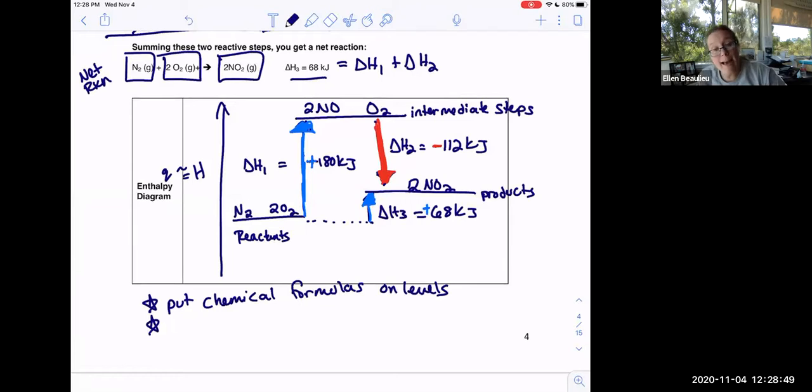The number of atoms and the type of those atoms should be the same on every level. Otherwise, you don't have a balanced process. What do I mean by that? On this level, I have 2 nitrogen atoms and 4 oxygen atoms. On this level, I have 2 nitrogen atoms and 2 plus 2 is 4 oxygen atoms. On this level, I have 2 nitrogen atoms and 2 times 2 is 4 oxygen atoms. So every level should have the same number of atoms of each type.